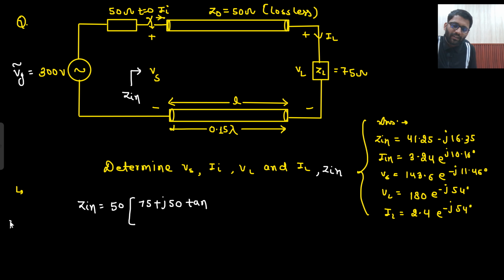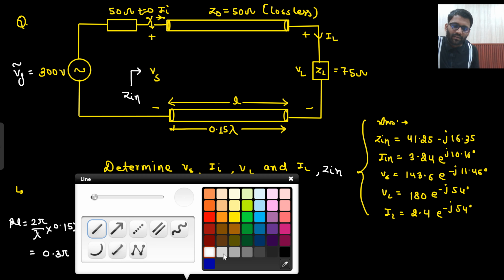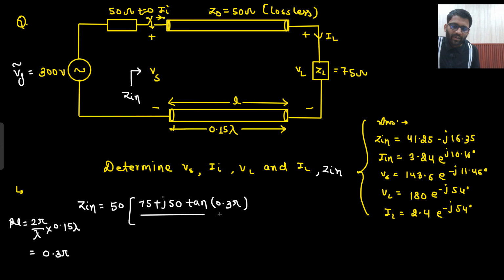What is the value of beta L that we can find? Beta L will be 2 pi by lambda, and L is 0.15 lambda. So beta L will be 0.3 pi. So tan 0.3 pi, divided by 50 plus j75 tan 0.3 pi.